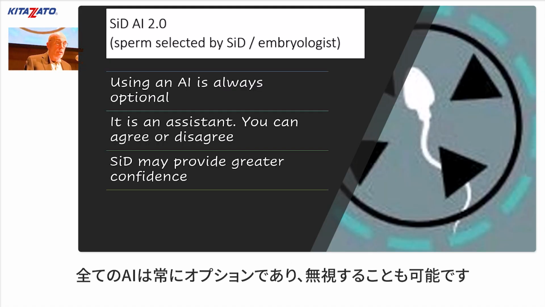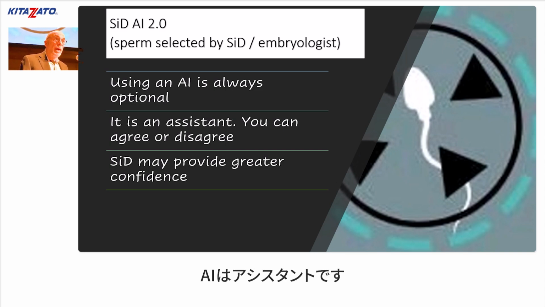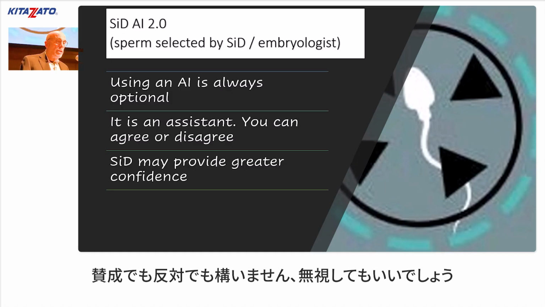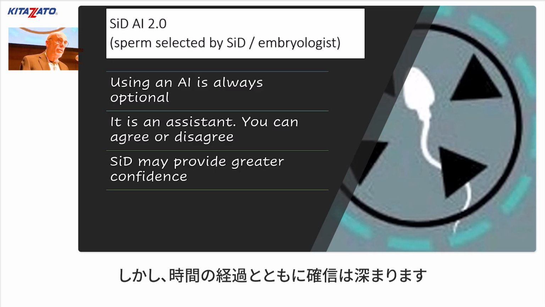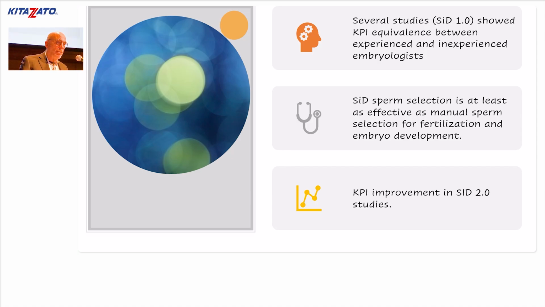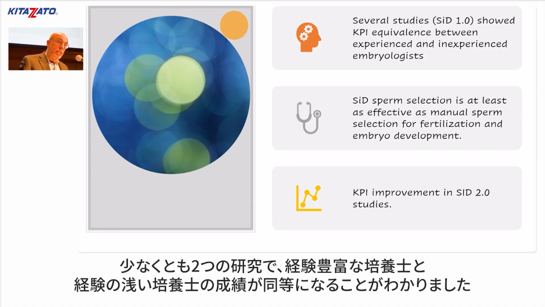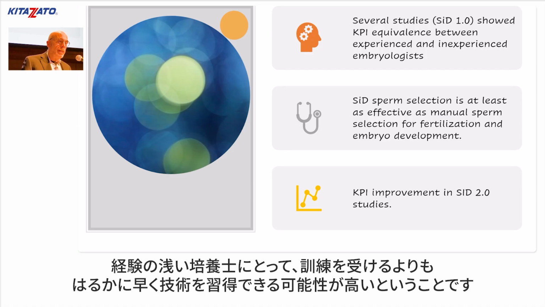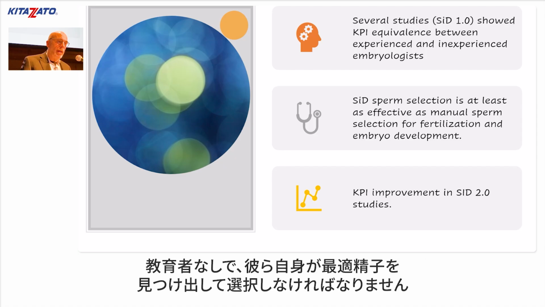So what SiD has shown, it's an AI that's always optional. All AIs are, you can just ignore them. It's an assistant. You can agree or disagree, you can ignore it. But it does give you greater confidence over time. At least that's the feedback we get from embryologists using it. In at least 2 studies, there was equivalence between experienced and inexperienced embryologists. And so that's an interesting thing. So it probably teaches inexperienced embryologists over time much faster than they would be taught if they did this without supervision, where they themselves have to find out what the best sperm is to select.